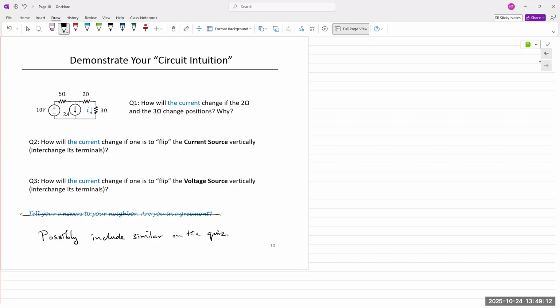So what would happen if I flip the current source? What do you think is going to happen? Would the current become negative? I don't know.